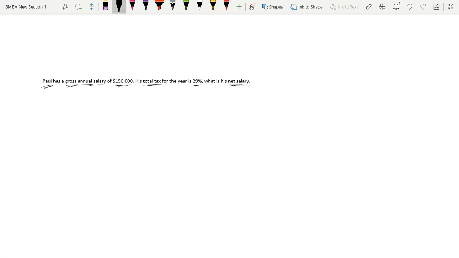Okay, so there are two terms in here which you may not be familiar with. So we have gross annual salary. This is your total salary for the year before taxes. So this is salary prior to taxes.